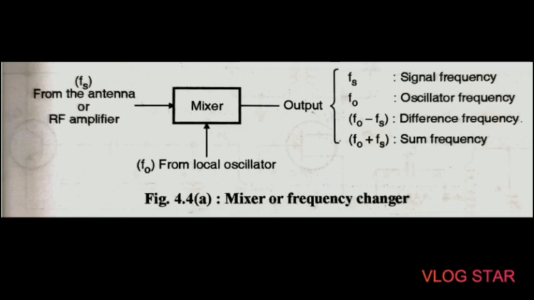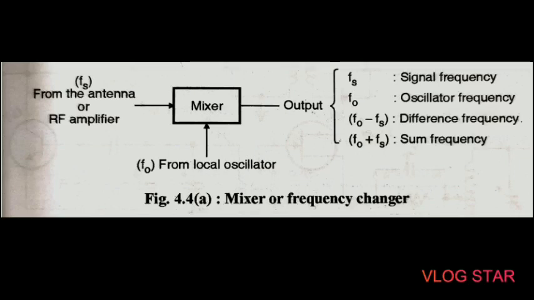In domestic radio receivers, the RF amplifier is generally not used for economic reasons. However, the RF amplifier improves the receiver performance. There are certain advantages of the RF amplifier. The first advantage is greater gain, which gives better sensitivity. Second, better image frequency rejection. Third, the signal to noise ratio is improved. Then better adjacent signal rejection, that means better selectivity. And last, coupling between the antenna and receiver is improved. So these are some advantages of the RF amplifier.